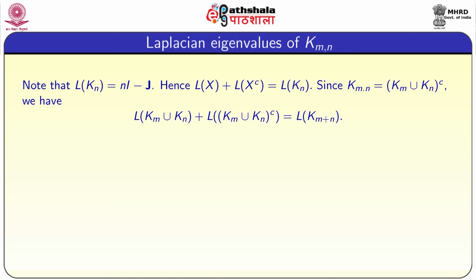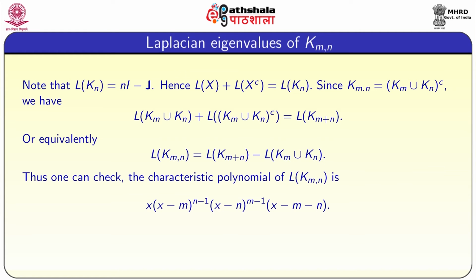Since K_{m,n} is equal to K_m union K_n complement, we have L of (K_m union K_n) plus L of (K_m union K_n complement) is equal to L of K_{m+n}. We know that the number of vertices in K_m is m and the number of vertices in K_n is n. So, the total number of vertices in K_m union K_n is m plus n, which is the same in K_m union K_n complement as well. So, we have this part.